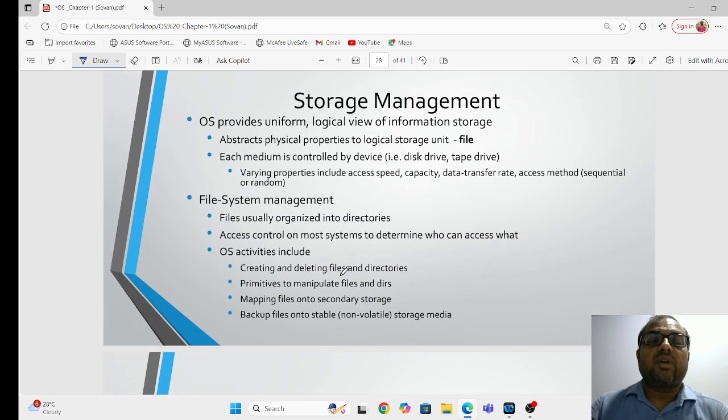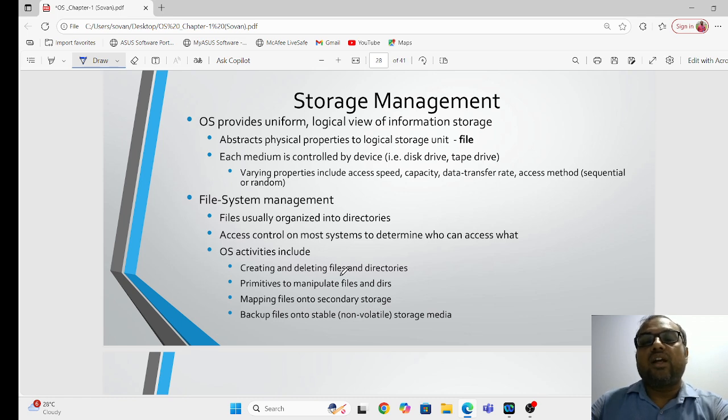Next is our storage management portion. Storage management is when the data will be stored permanently, so that requires secondary memory or secondary storage utilization. We know that the data will be stored in the memory, but using the physical representation, an abstraction so that the user can understand where the data is stored. That's why the file is used.